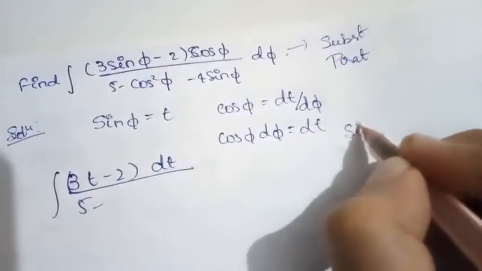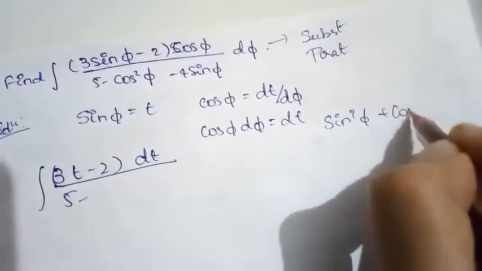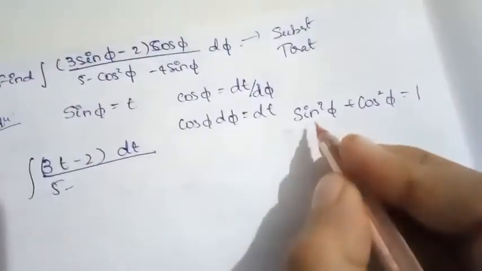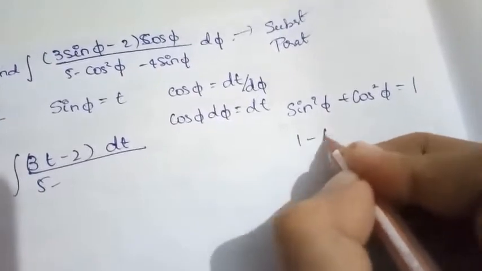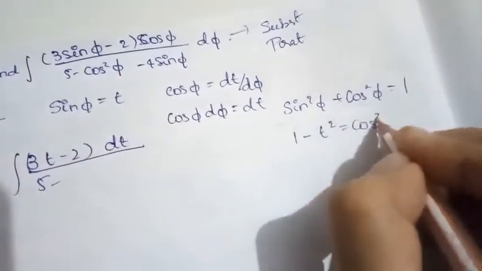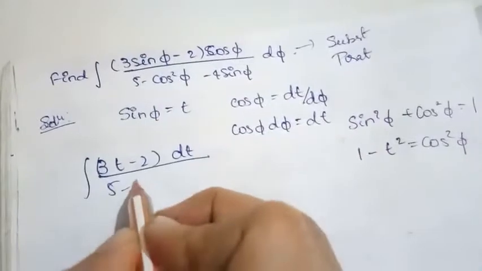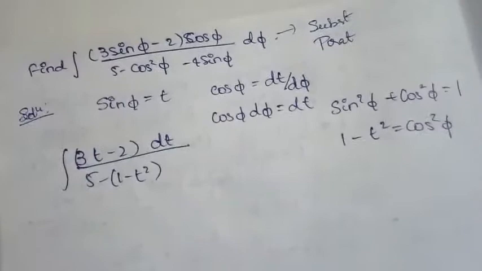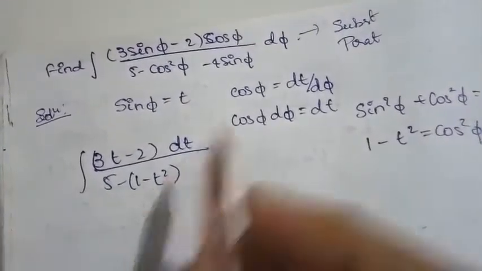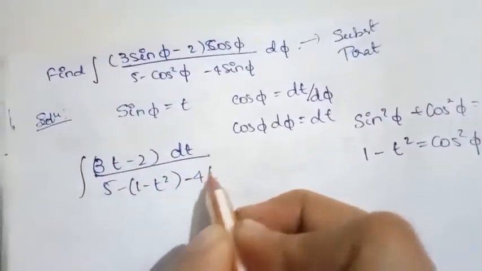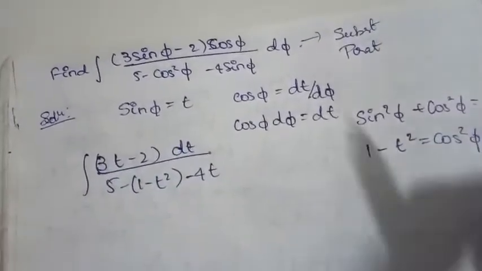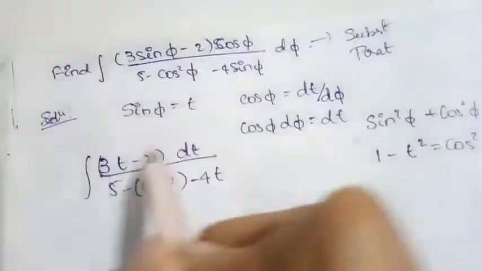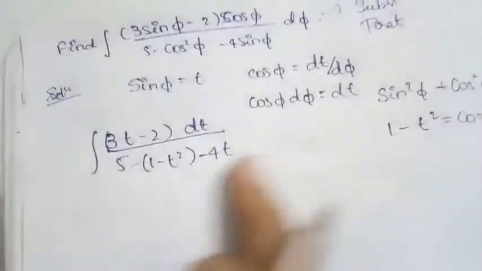We know that sine square phi plus cos square phi is equal to 1. Since we need cos square phi, what happens? Sine square phi is t square, so it becomes 1 minus t square is equal to what? Cos square phi. So cos square phi value is 1 minus t square. Be careful with that minus also. So 5 into 1 minus t square minus 4t. So the given question was in terms of phi. Through the substitution method, I got that one as equal to this way. So now simplify this one.